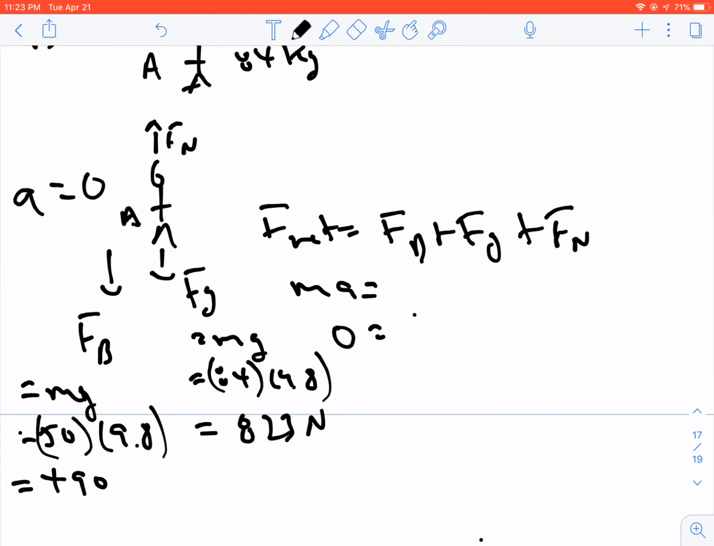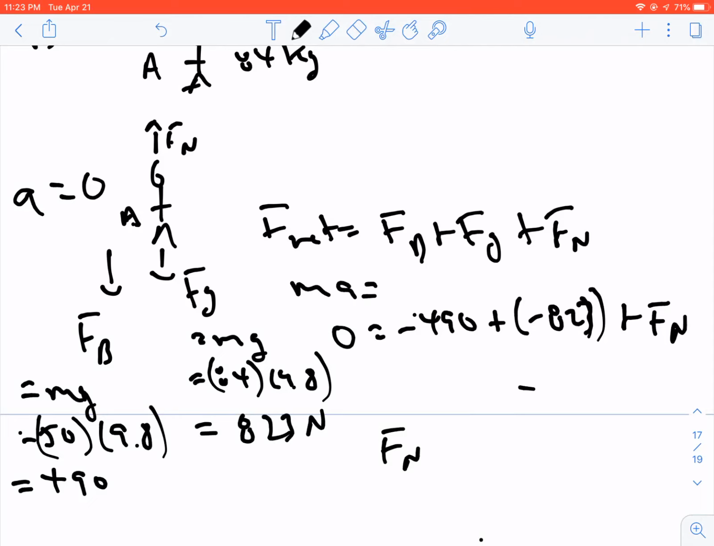Now I can put the forces together. The force of B pushing down on me is negative 490. The force of gravity pulling me down is negative 823. And the normal force, which is unknown, which I'm trying to calculate. So my Fn, let's take those two negatives across as positive and add them up, and I get a normal force of 1,313 newtons.